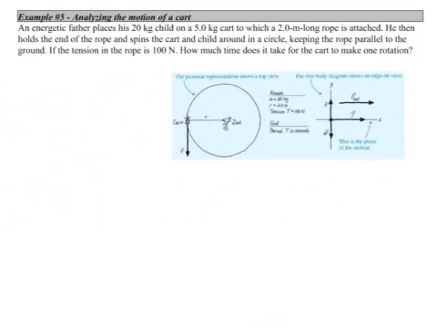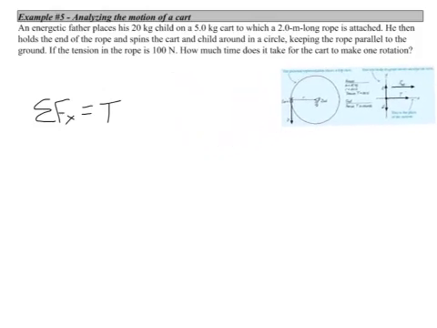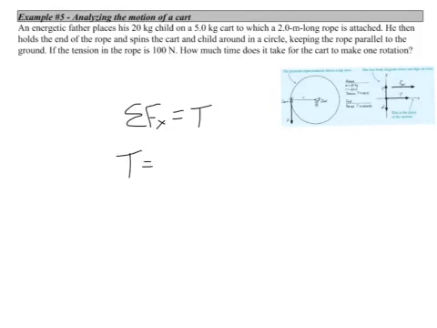So the weight and the normal force are equal and opposite. There is a net force in the x direction, though, toward the center of the circle, as there must be to cause this centripetal acceleration of circular motion. Only the tension force has an x component, so my net force in the x direction is equal to the tension. And because this is a centripetal force, that tension will be equal to mv squared over r.